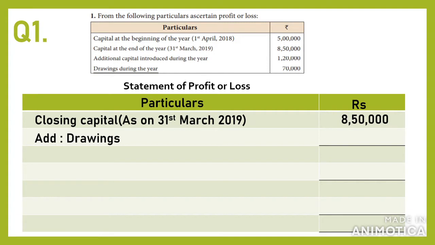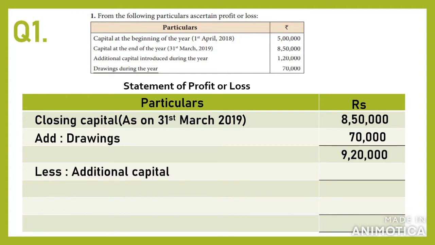Drawings. So drawings is something which you always have to add to the closing capital. And again, what is the drawings during the year is given in the problem. It is 70,000. Drawings during the year 70,000. I bring it down here, and now I just add these two. I get 9,20,000.